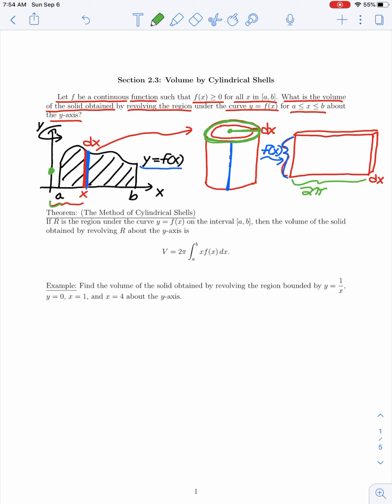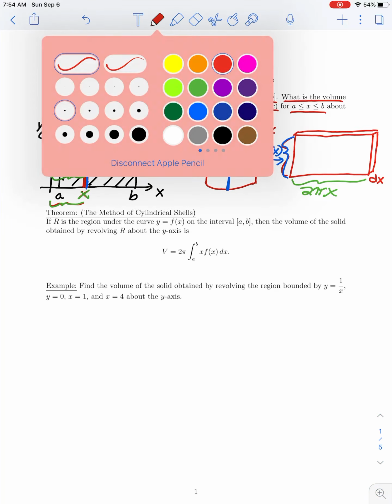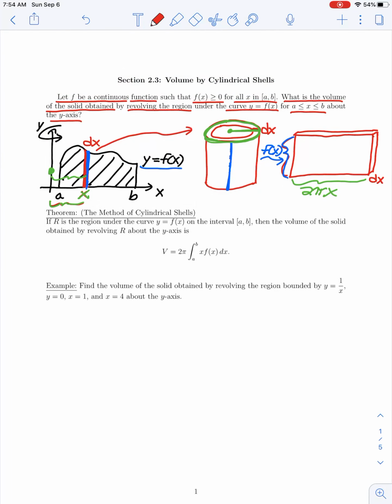And this horizontal distance that I was moving out to the edge of my cylinder is what we were calling x. So that would be the radius of my cylinder here. So the circumference of that cylinder, or the length along the bottom of this little rectangular prism, would be 2 pi times x.